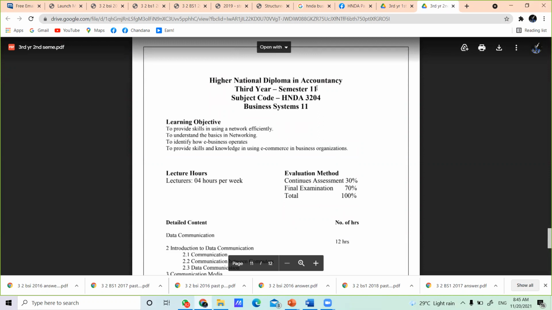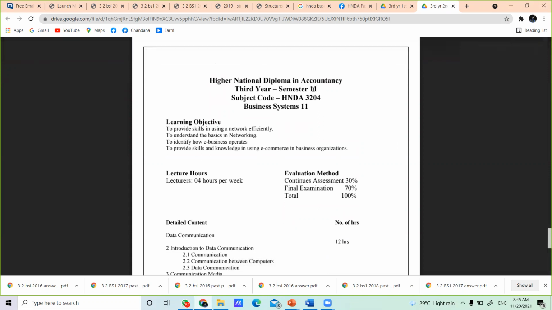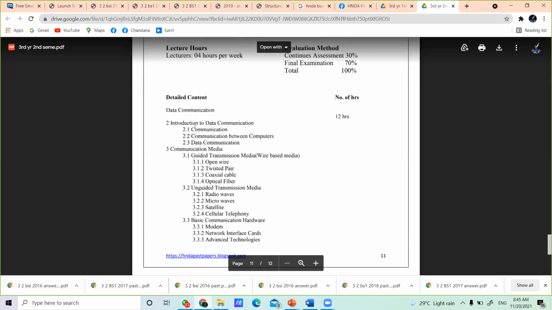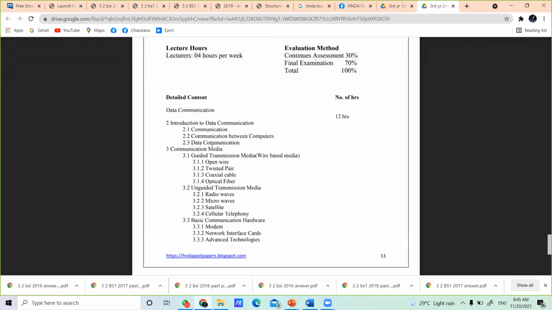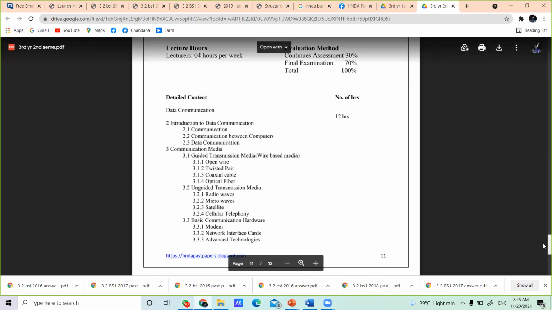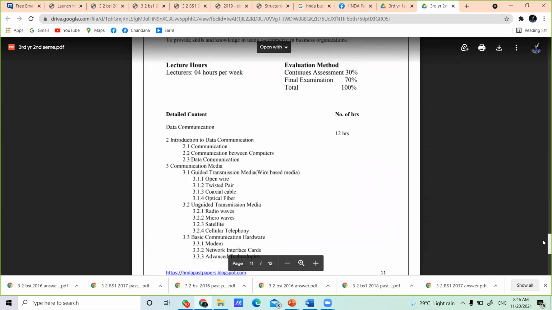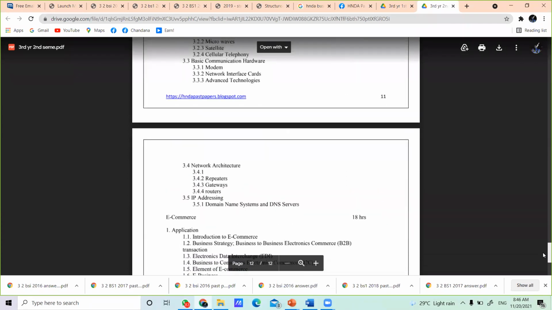Higher National Diploma in Accountancy, third year, semester 2, 3204. This is the one I received. I think you are in third year, semester 2, right? That's the way I started the course here. According to the syllabus, the things we covered here are data communication, communication media, then e-commerce application and security. Now we have covered 100% of the syllabus.